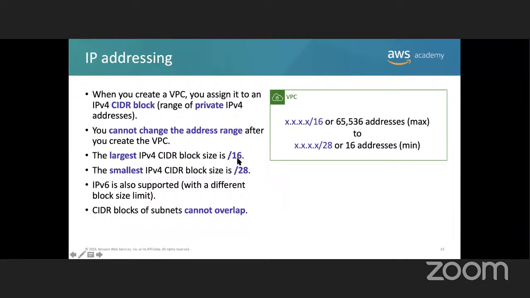You can go 16 to 28. It also supports IPv6. We showed that. And the subnet blocks cannot overlap. We saw that too. Okay? Things that you're learning. You guys learning? Yes or no? Yes. Yes. Yes. Good to know that. Okay? Very good.